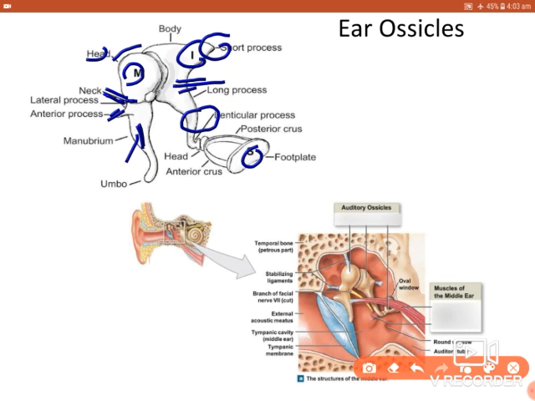Then the stapes. You can see this is the footplate of the stapes. It is an anterior crus. This is the posterior crus. And also you can see this rounded part is the head. The constricted part here, that is the neck.